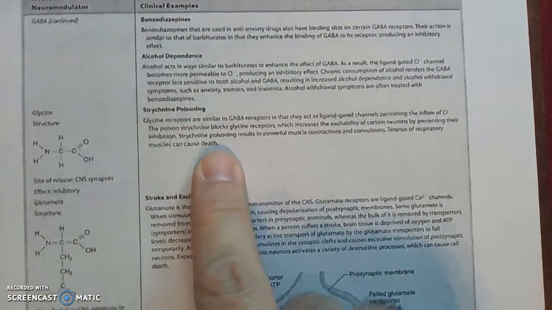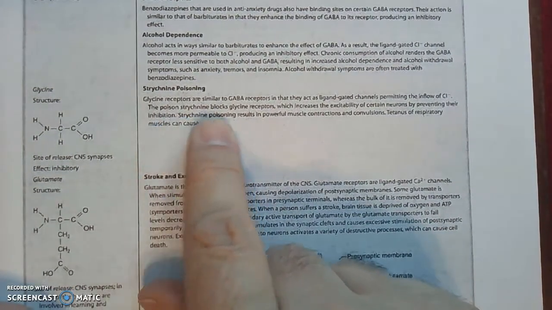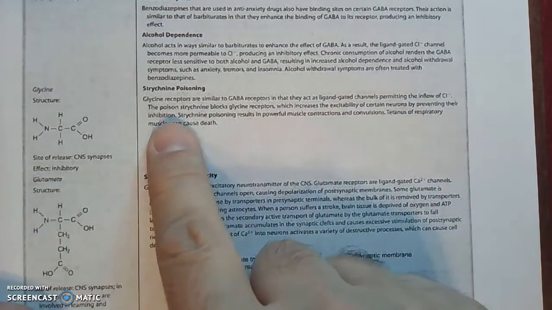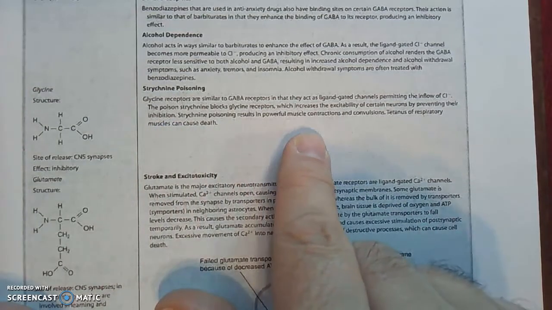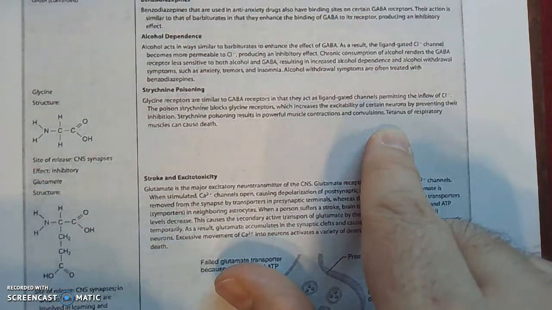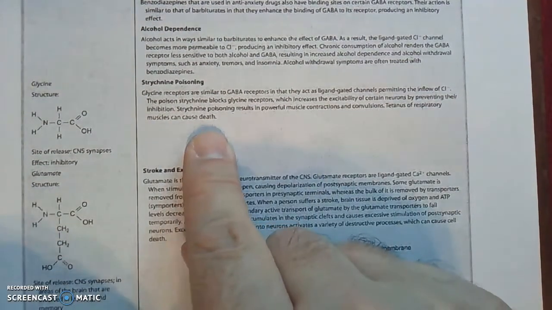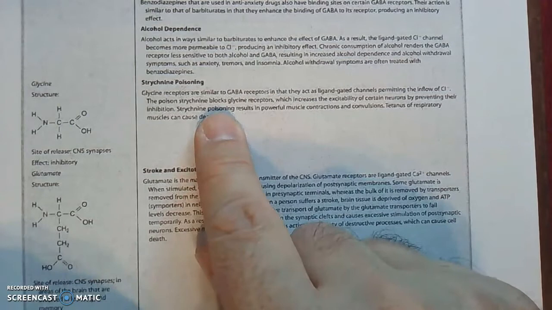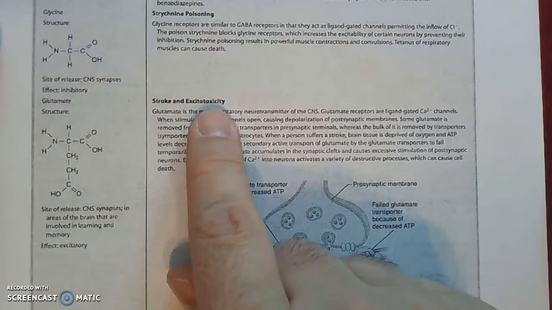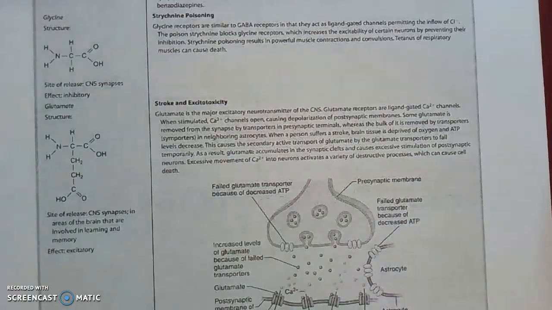Glycine, a clinical example of that is strychnine poisoning, that's rat poisoning. It blocks glycine receptors, which increases excitability of certain neurons by preventing their inhibition. It results in powerful muscle contractions, convulsions, and tetanus, or basically the constriction of the diaphragm, and it will not let go, which can cause death. So this poisons you by blocking receptors. Glutamate and stroke and excitotoxicity, we're not really going to go over that. You can read on that one by yourself.